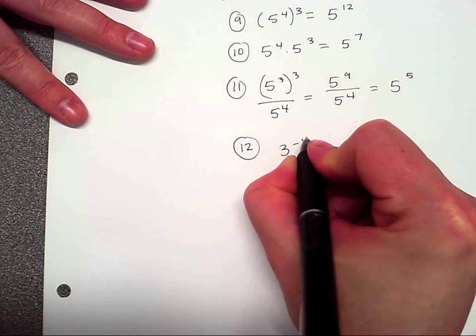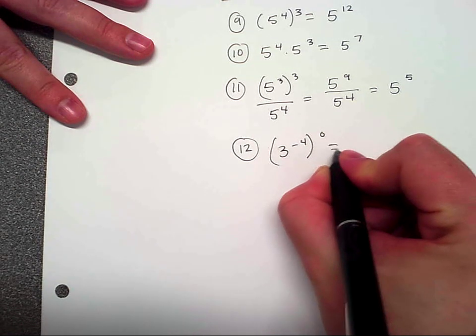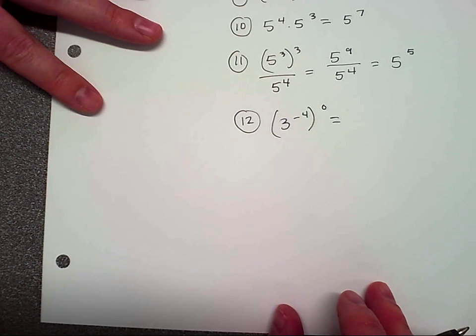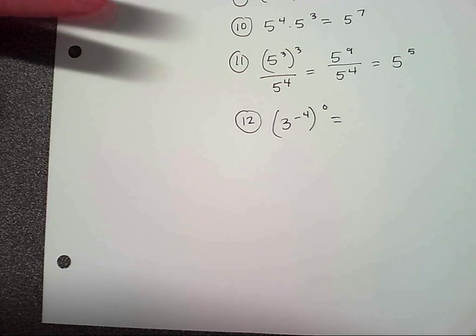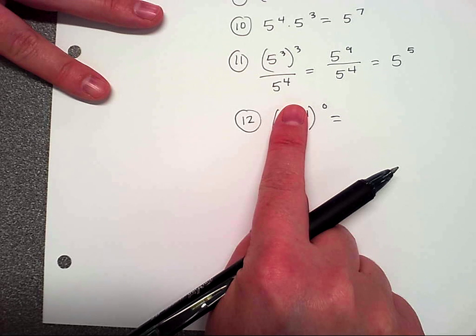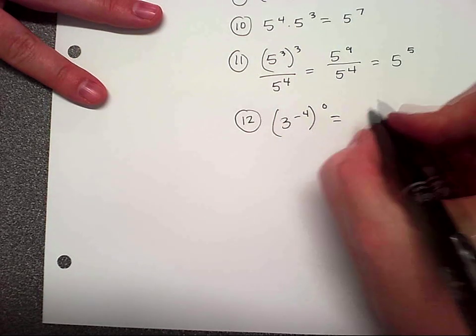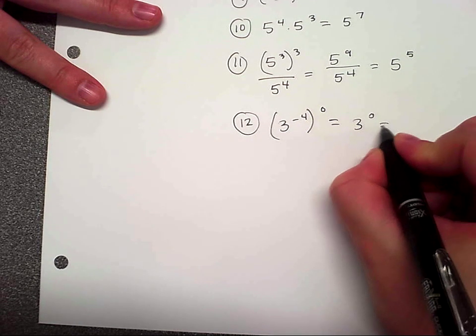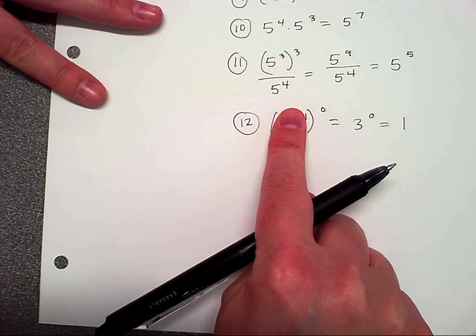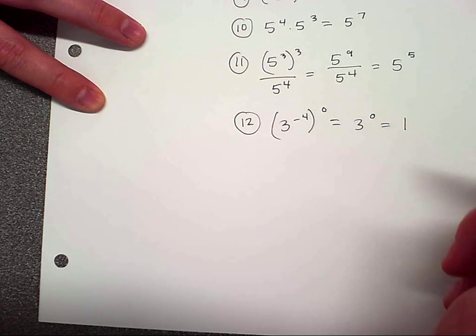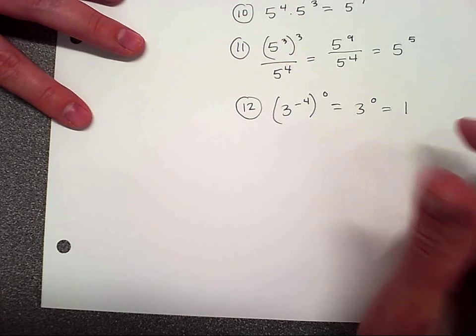All right, so 3 to the negative 4th to the 0. Whatever this is, anything to the 0 power is 1, right? If you wanted to go through and write 3 to the negative 4 times 0, that is still 0. That equals 1. So you could either say I have something to the 0 power, that's going to be 1, or you could use rules of exponents and say this is 3 to the 0 power. Either way, they equal 1, right?